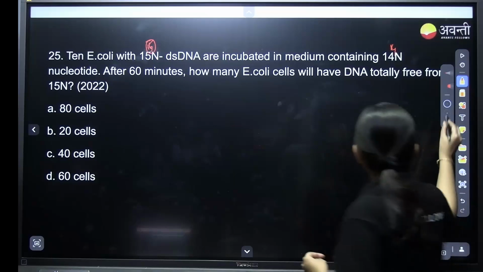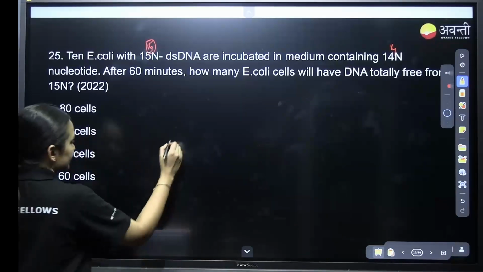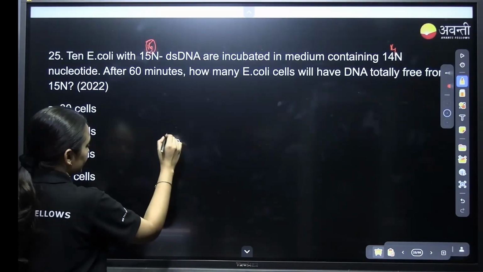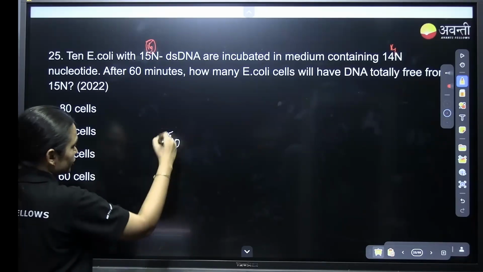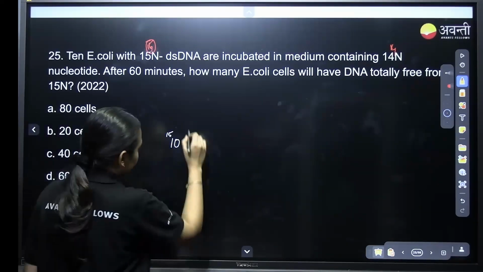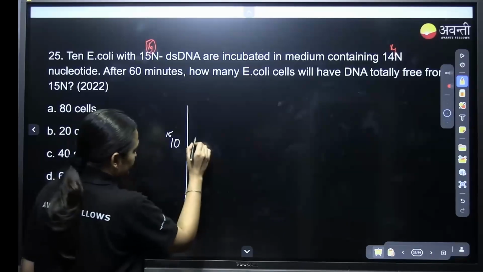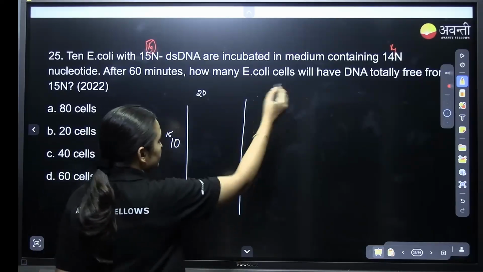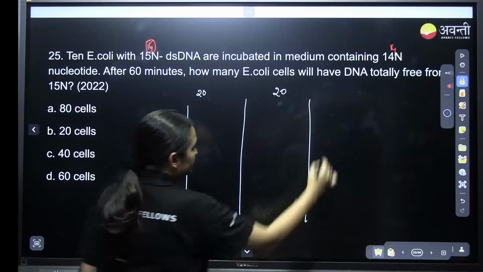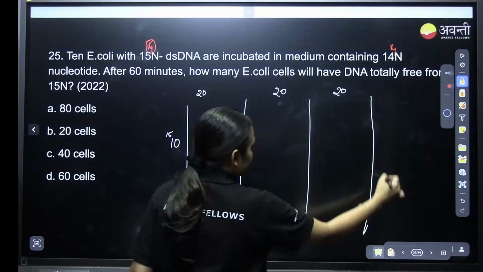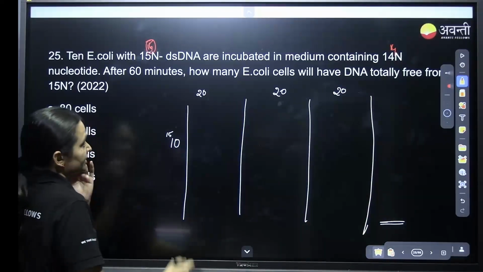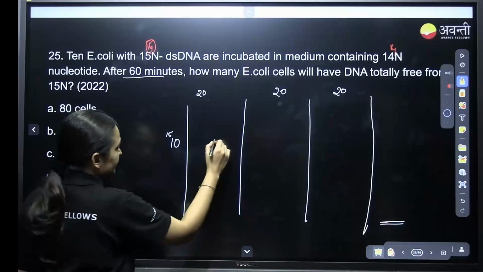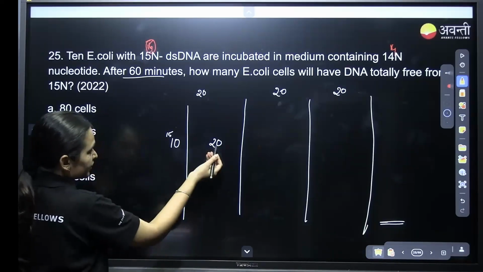Tell me. They are telling that 10 E. coli cells were there which were grown in heavy isotope nitrogen. Now we are starting from here. E. coli can divide every 20 minutes. So one cycle, next 20 minutes another cycle, next 20 minutes another cycle. Let's find out how many at the end. After 60 minutes, 20 plus 20 plus 20 is 60. So in the first 20 minutes there will be double, 20 cells.